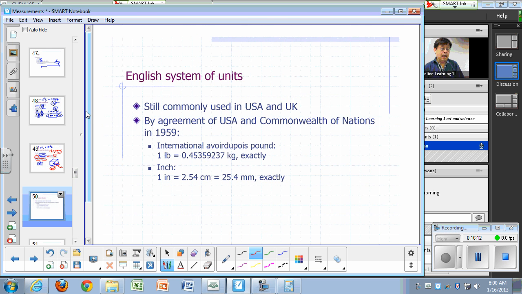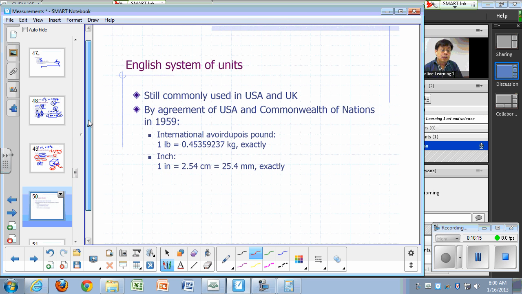All right. Now, let's relate that to some units that you're more familiar with, that are still used in the United States, still the legal system. It's called the English system of units. Okay, and so the unit that you know as the pound, as a unit of mass, has been officially defined as of 1959 by agreement between the United States and the Commonwealth of Nations to be 0.45359237 kilograms. Or you can say that's about 454 grams. Okay, this is the exact number.